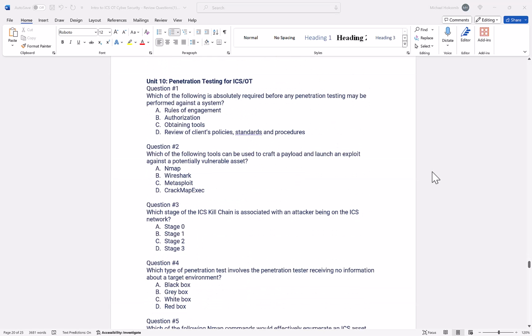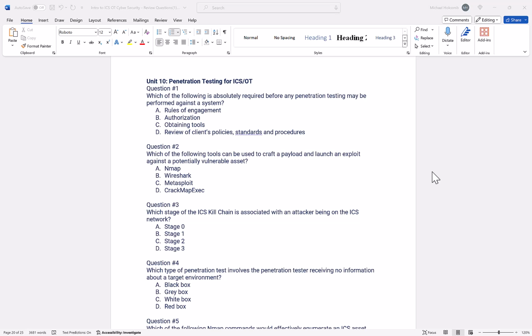All right, so penetration testing for ICS OT. So question 1, which of the following is absolutely required before any penetration testing may be performed against a system? This is the one where at the very least you have to have authorization. In this case, it would come from the asset owner or representative. So maybe you're working with the CISO for that organization, and they would have the ability to authorize a pen test. You would also establish things like rules of engagement to understand the scope.